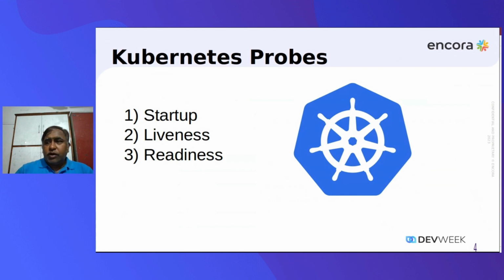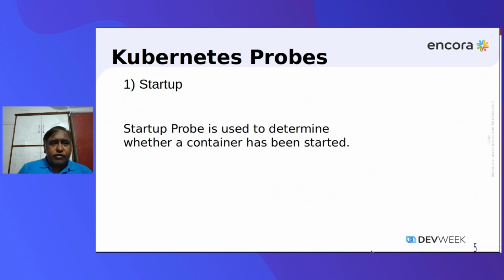So we have three types of probes in Kubernetes: startup probe, liveness probe, and readiness probe. Kubernetes provides probes, which are a mechanism for health checkup of the pods running inside the Kubernetes cluster. Probes can be used to check and monitor the state of the pods inside the Kubernetes cluster.